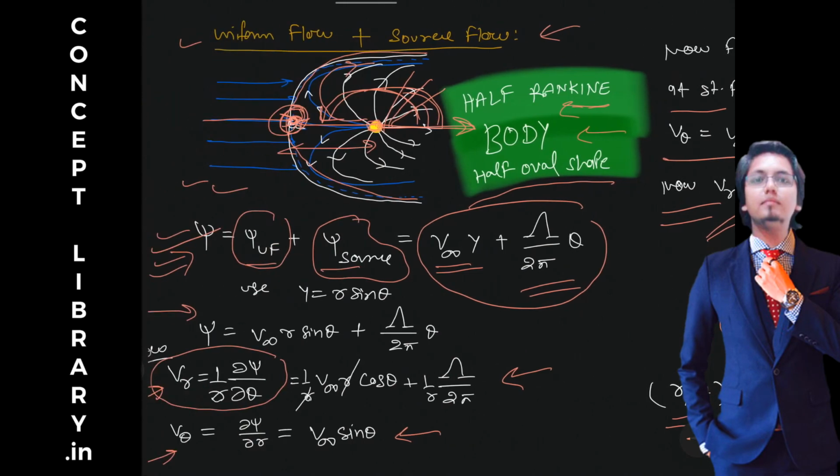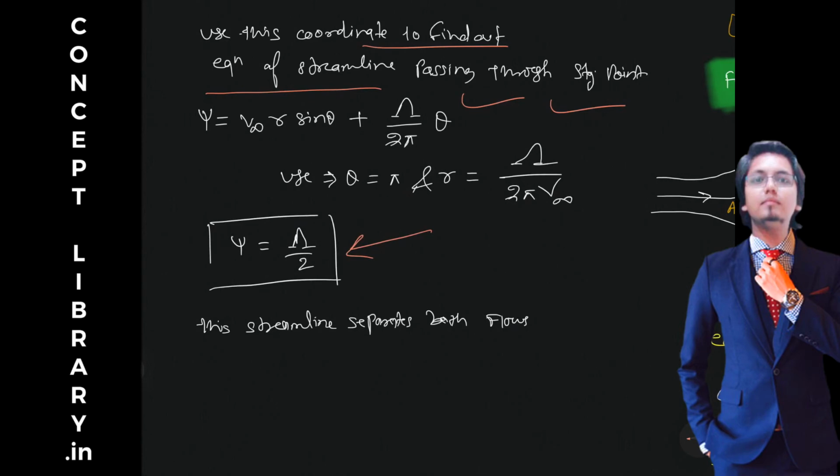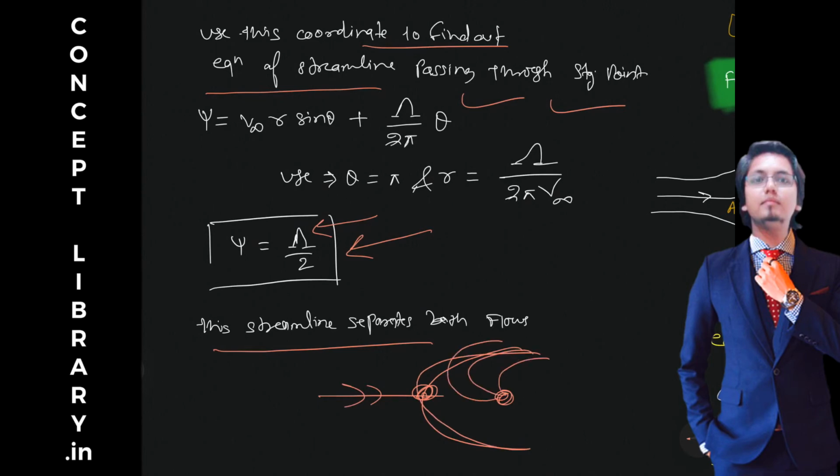A streamline is in terms of r and theta. When you substitute the value of this coordinate, that will give you a streamline which is passing through this coordinate. After substituting, we get psi equal to lambda by 2. So this is the streamline equation which passes exactly through the stagnation point. This is your stagnation point, this is your source, and this is the uniform flow. We have several other streamlines, but for them we have to use different r and different theta, and this is the standard special case, that's why.